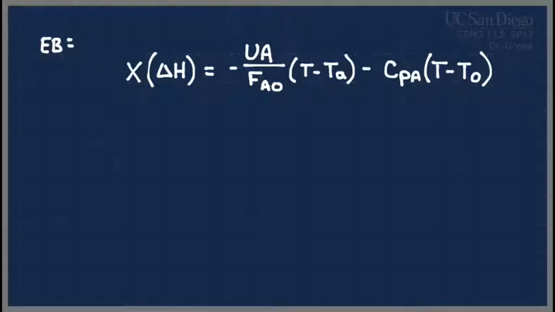So that should look pretty much the same as the energy balance that we saw before, except I've moved the X delta H over to the left-hand side instead of the 0 that we had before. And I divided everything through by FA0. So there used to be an FA0 sitting in front of this term as well. But again, I divided all the way through by FA0, so we don't have it.